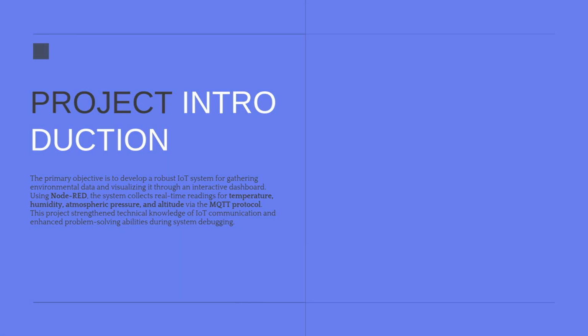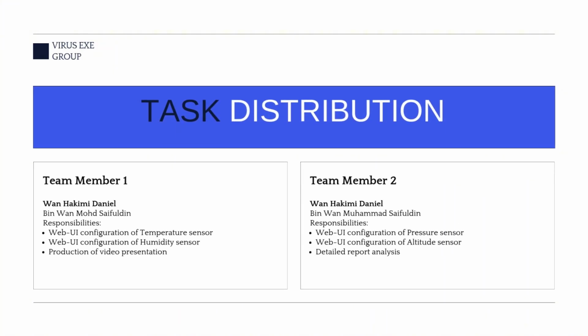create a clean, user-friendly dashboard. To ensure the successful completion of the project, tasks were strategically distributed between the team members to leverage specific technical strengths. Juan Hakimi Daniel bin Juan Mohammed Saifuldin was responsible for the web UI configuration of the temperature and humidity sensors, as well as the production of the project's video presentation. Meanwhile, Juan Hakimi Daniel bin Juan Mohammed Saifuldin focused on the web UI configuration for pressure and altitude sensors along with the detailed report analysis.